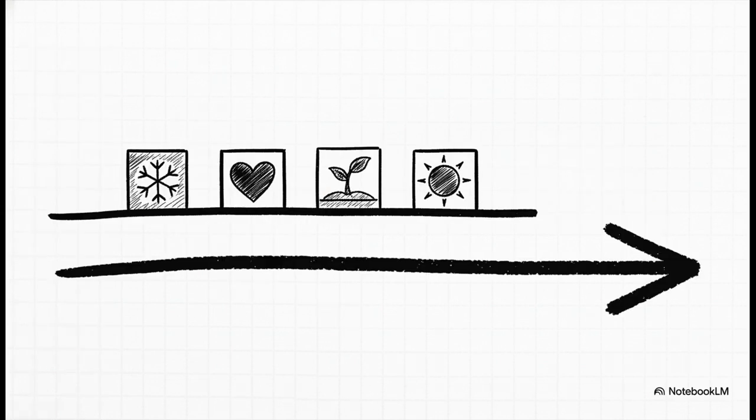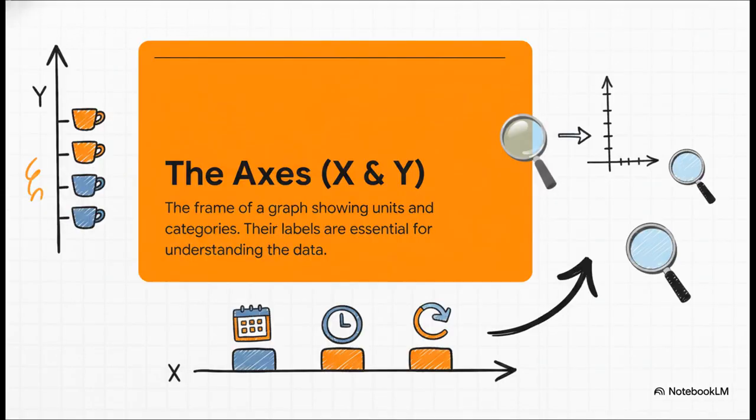And then down at the bottom, we've got the horizontal x-axis. This usually tells you the when or the who. It represents the categories or the time period. So in our coffee chart example, the x-axis is showing us the specific months we're comparing: January, February, March, and April.